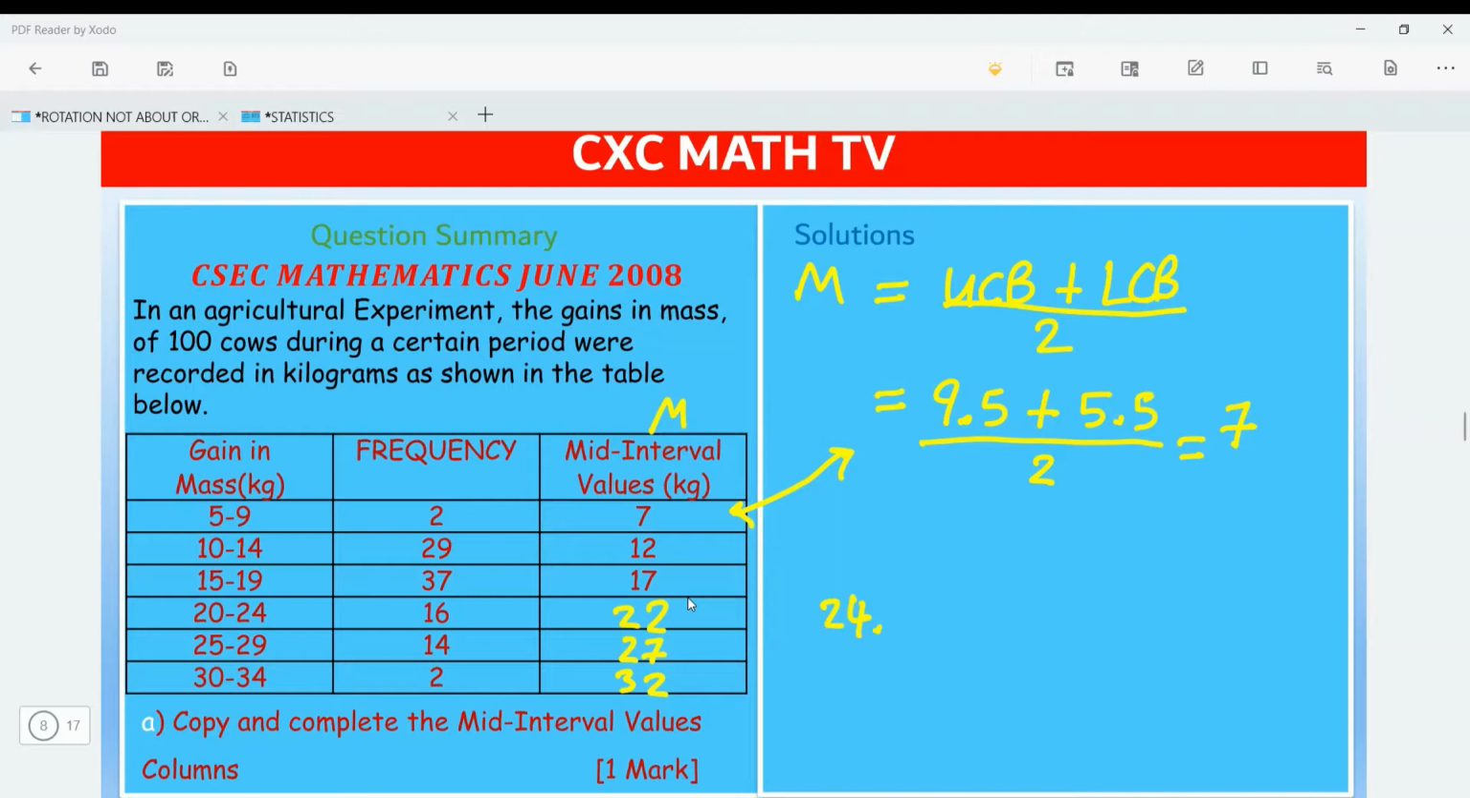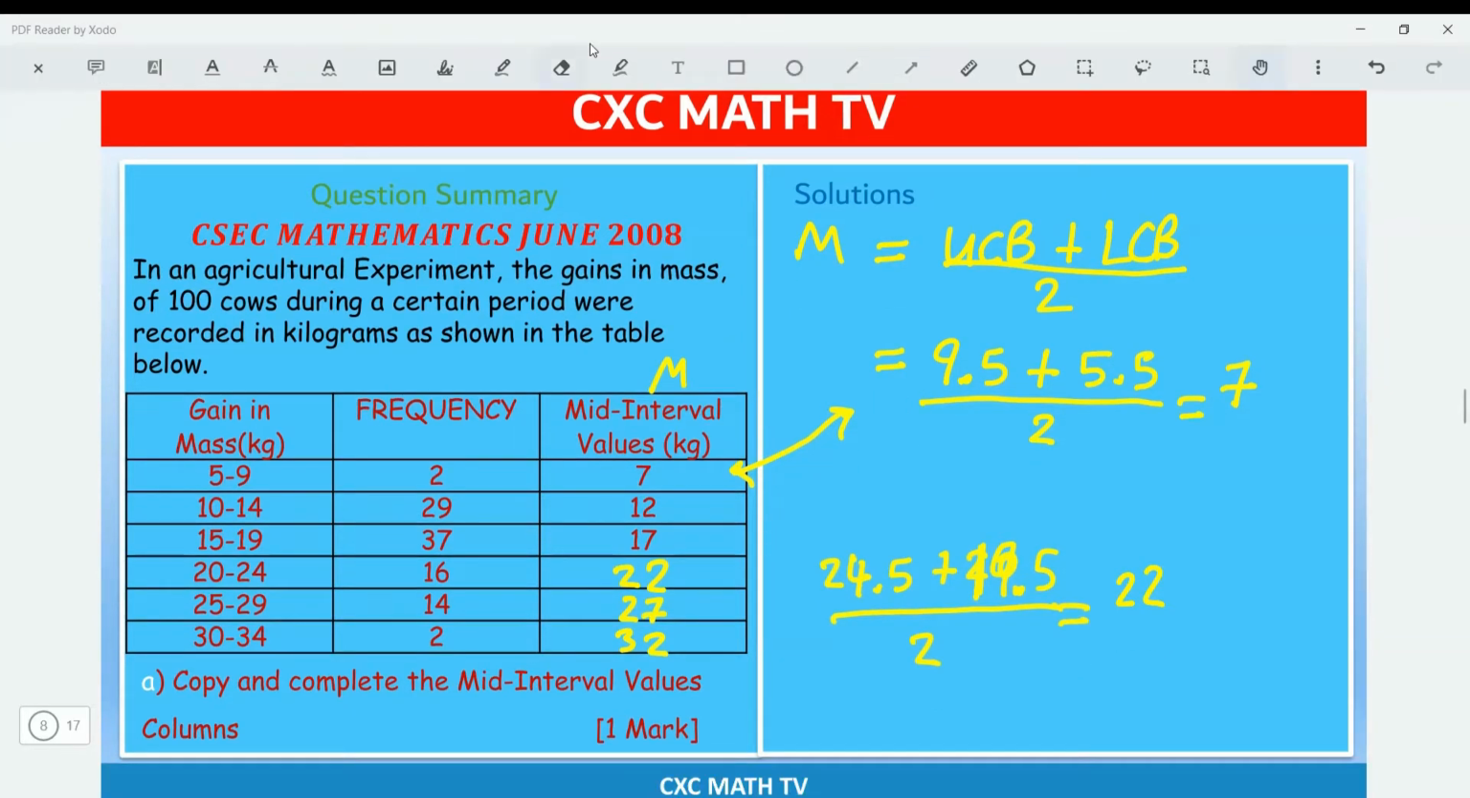But if you didn't feel comfortable just following the pattern, then of course you'd use the formula and say 24.5 plus 19.5, sorry. Then you divide it by 2. That will give you 44 divided by 2, which is still 22. So however you may feel best in doing this, it's up to you, but no problem.